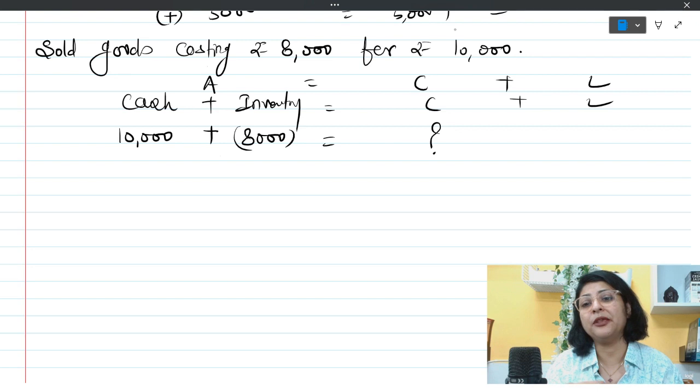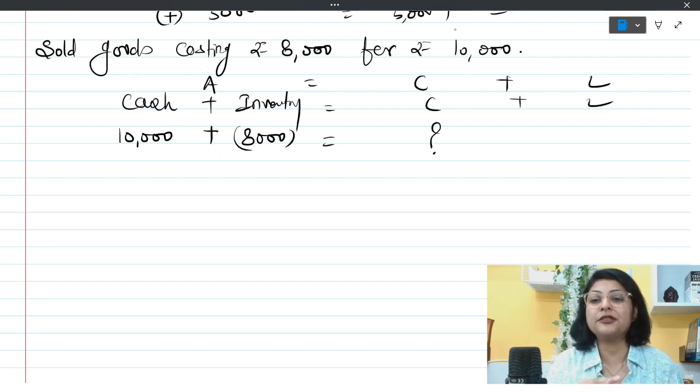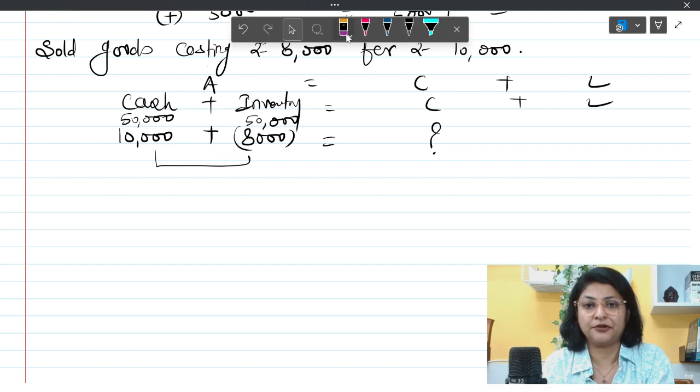Now you will ask me, ma'am, you have taught us the transactions of cash sales. There we did not write anything under capital. You are right. But if you see the transaction very closely, if we add and deduct the amount on one side of the equation only, then these amounts should be the same, whereas these amounts are not the same. Let me write over here. Suppose my cash was 50,000 rupees and my inventory was 50,000 earlier, and let's say my capital was 1 lakh rupees. This I am writing just for the understanding.